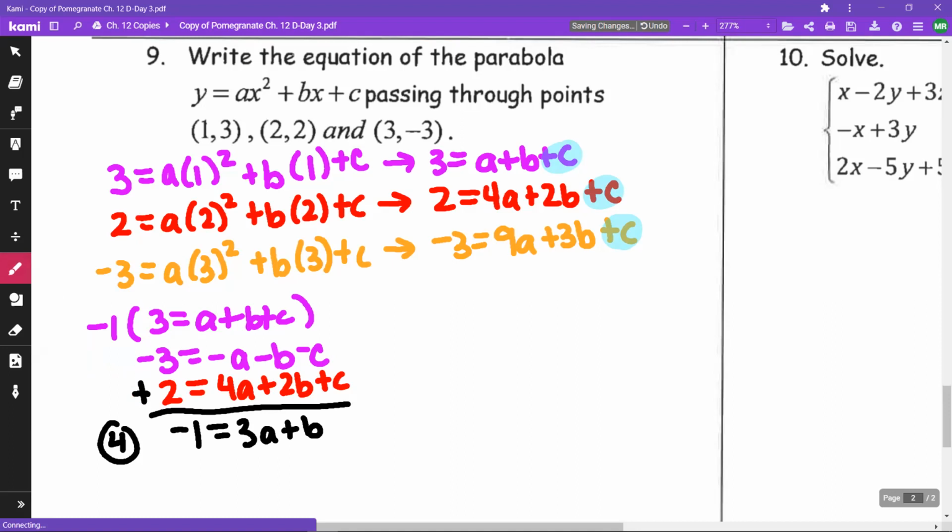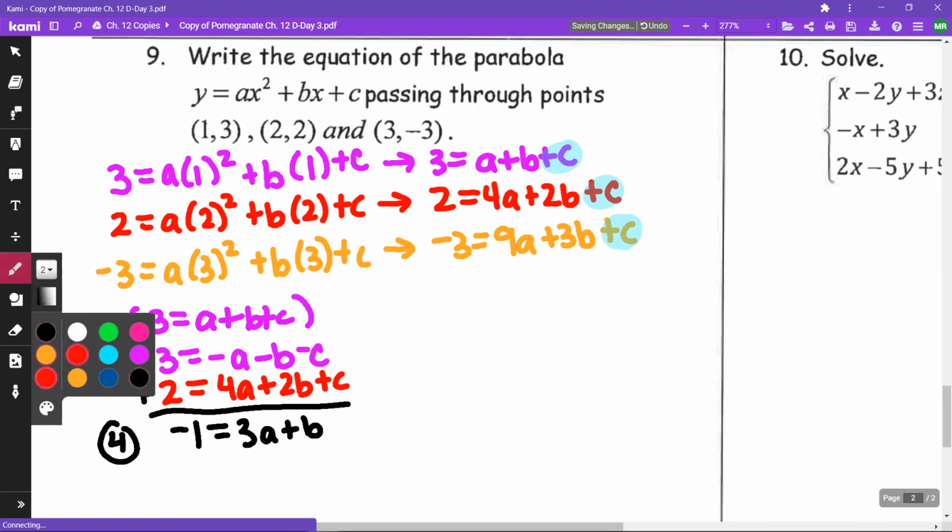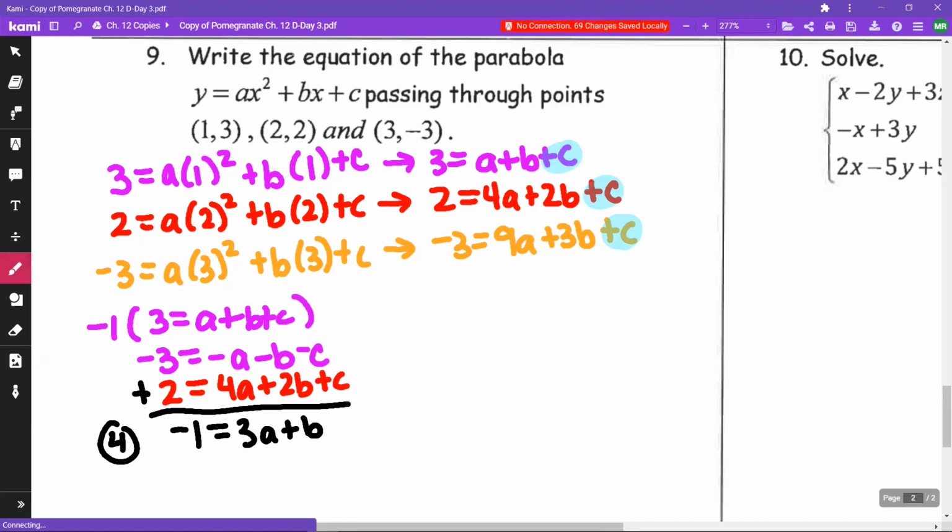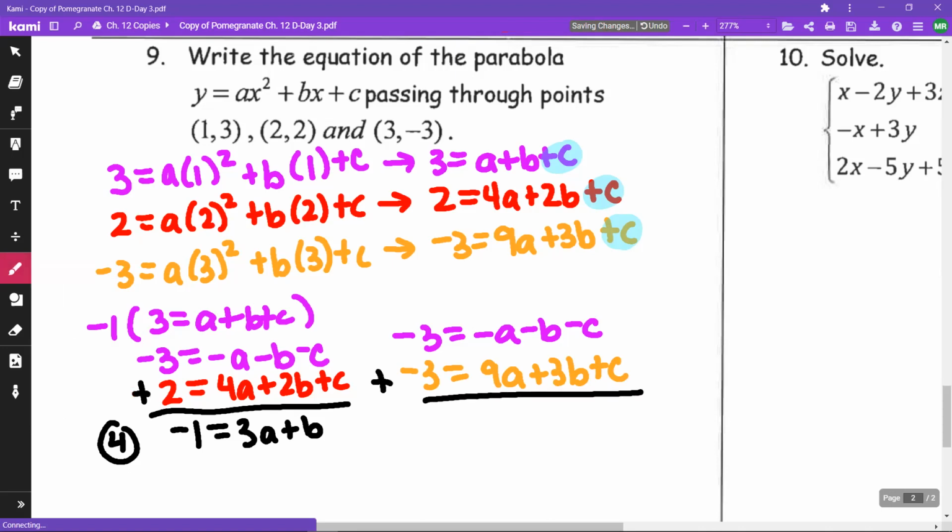And I'm going to do the same process. Let me rewrite my purple one again. So I have negative 3 equals negative a minus b minus c. I'm going to do it with my orange one this time. So that's negative 3 equals 9a plus 3b plus c. I am going to add those equations together, and I am going to get negative 6 equals 8a plus 2b.